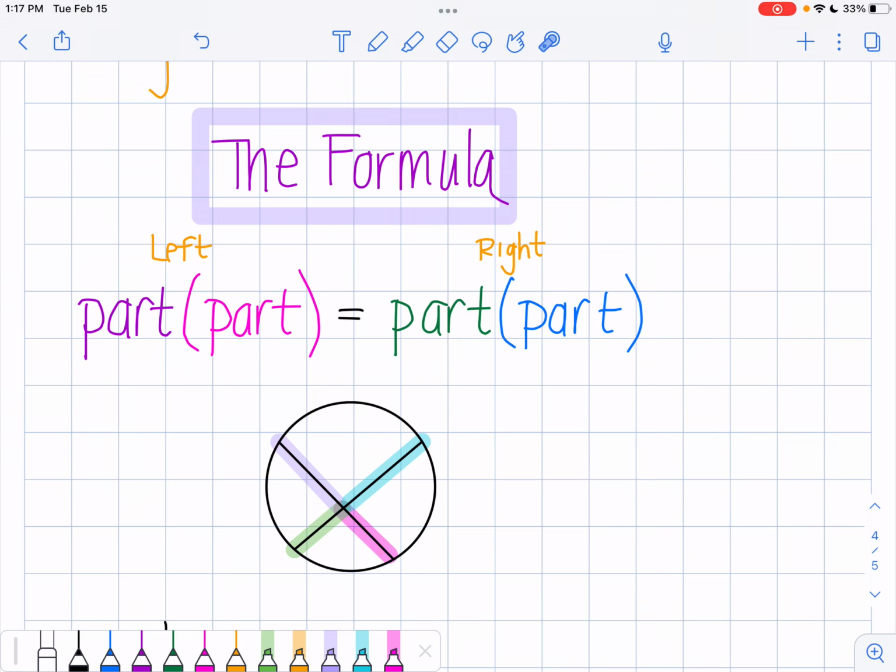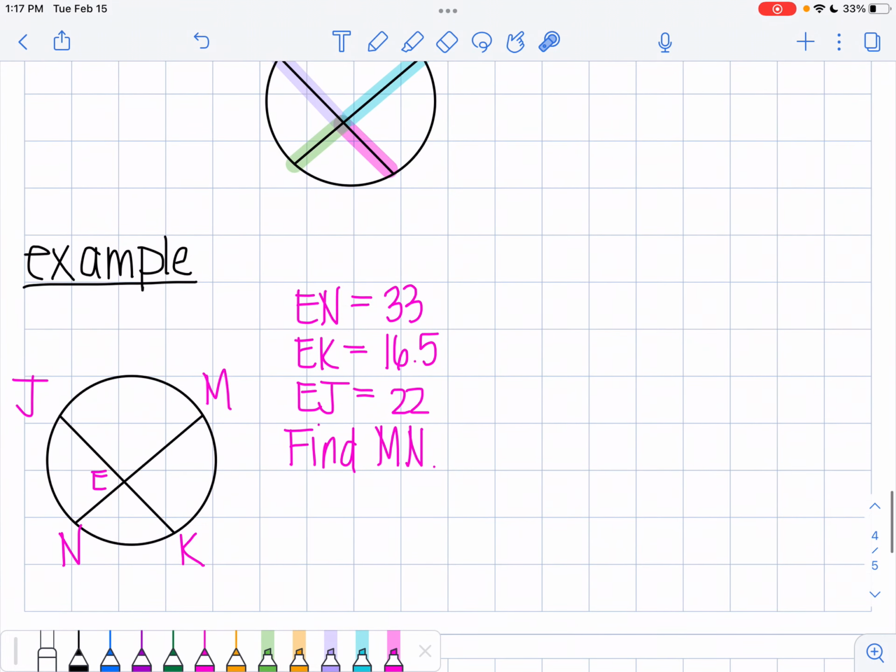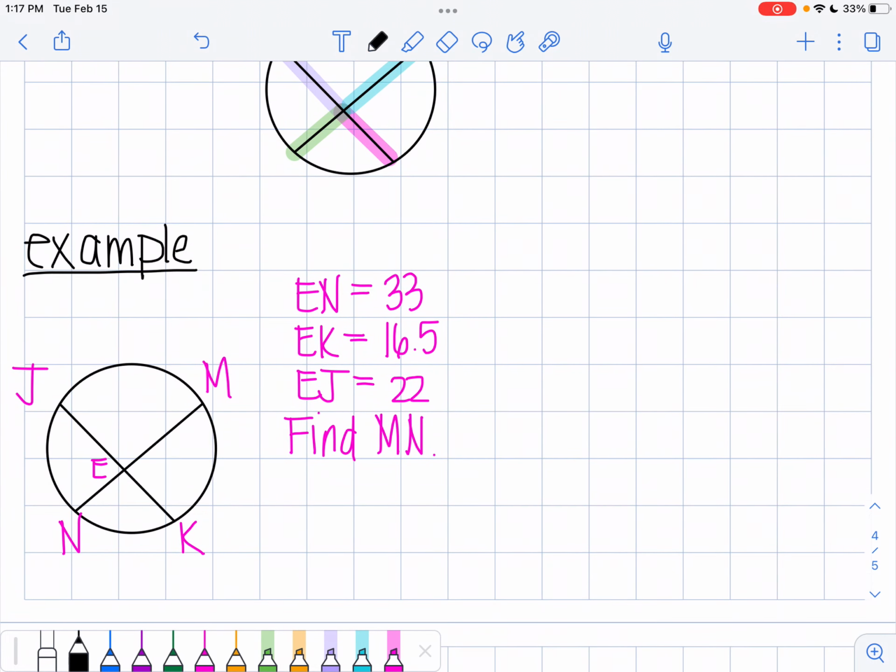And see how it's split up into two parts where there's a point of intersection? I'm just going to take each part and multiply it by each other. And then I'm going to set it equal to this line segment over here. And I'm going to take each part and multiply it by each other. So if I come down here, here's my example. So I'm going to fill in my numbers.